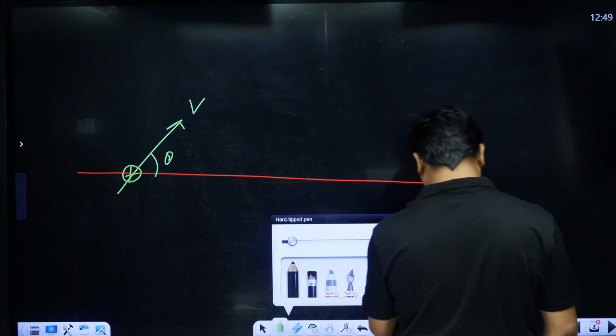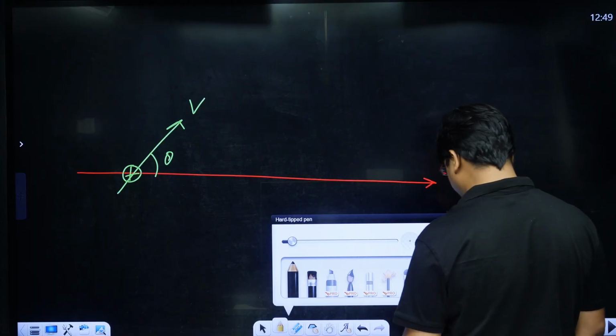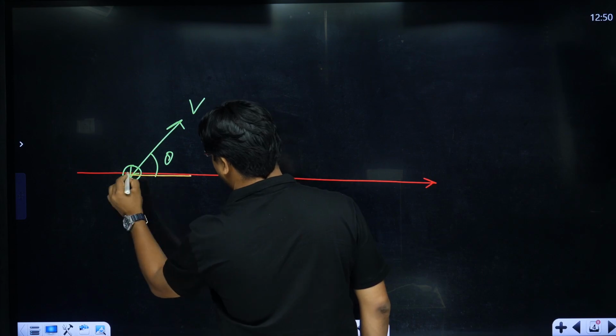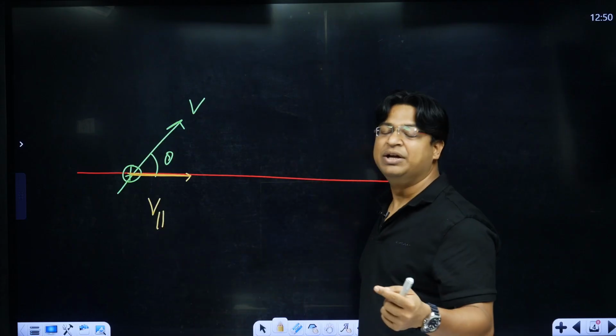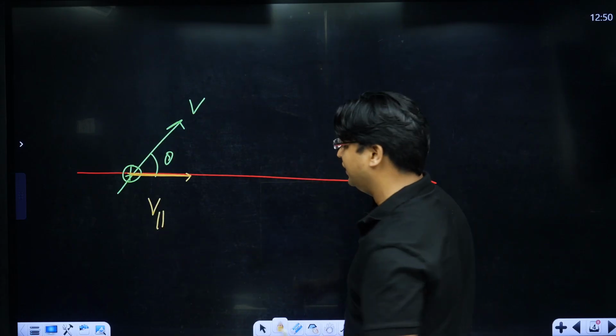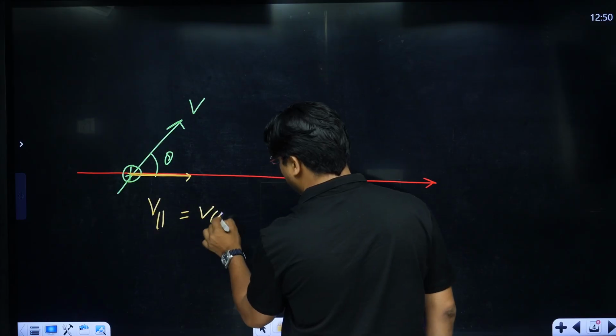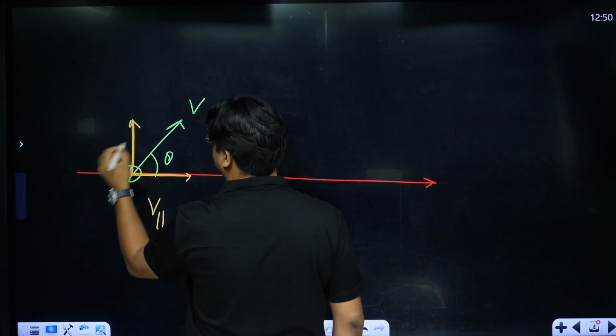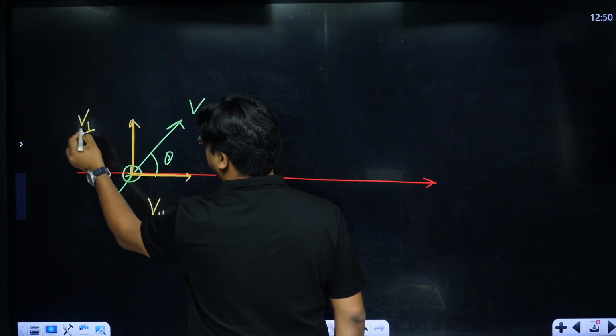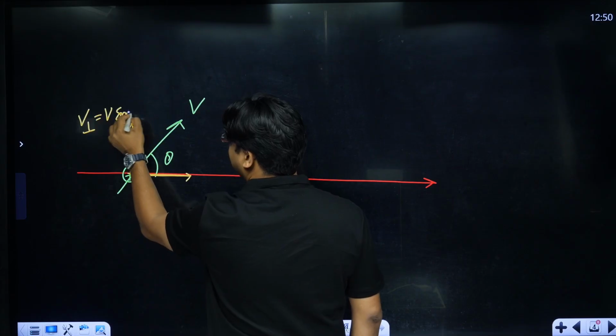If I do that using my knowledge of vectors, what I'm going to get is one vector in this direction. Let's call it V parallel, the component of V parallel to the magnetic field, and this will become V cos theta. Let the other component be this. This would be V perpendicular, and this would be V sin theta.